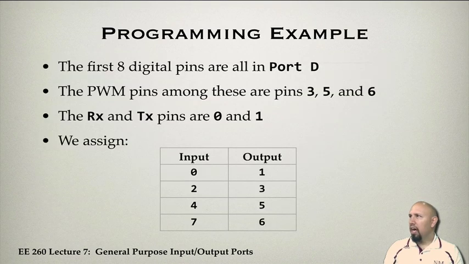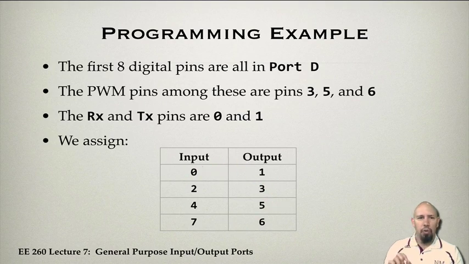Just to recap, all first 8 digital pins are in port D. The pulse width modulation pins are pins 3, 5, and 6. The RX and TX pins are 0 and 1. Again, we're going to assign things this way. The output pin 1 is assigned to pin 0, output pin 3 is assigned to pin 2, and output pin 5 is assigned to pin 4. These are just the closest pins to those. The output pin is chosen to be the one that's closest to the corresponding input pin. That's what we mean by their corresponding pins, and this is how we make that correspondence.